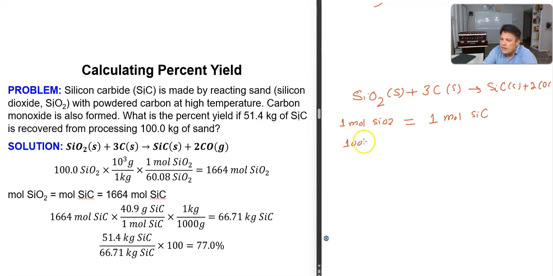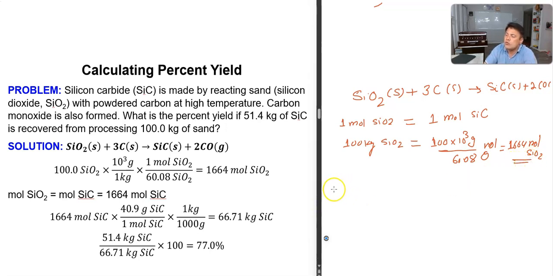100 kg. First of all, convert that into mole. SiO2, I convert that into mole. 10 to the power 3. I can first of all convert the kg into gram. 100 times 10 to the power 3 gram of silicon dioxide, and divide that by the molecular mass, right? Divide by 60.08 gram per mole, and that is equal to 1664 mole of SiO2.